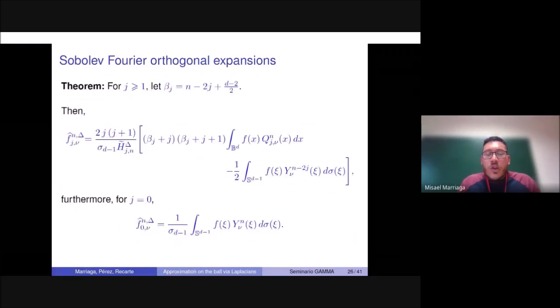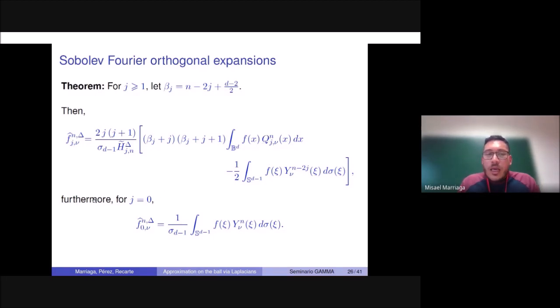Okay, so our first result says that these Fourier coefficients, the Sobolev ones, even though the inner product involves differential operators, you can represent the Fourier coefficients without involving the derivatives of f or of the basis. So in this case, this Fourier coefficient can be computed by these two integrals, one on the ball and one on the sphere, but none of them involves the derivatives of either f or of the basis.